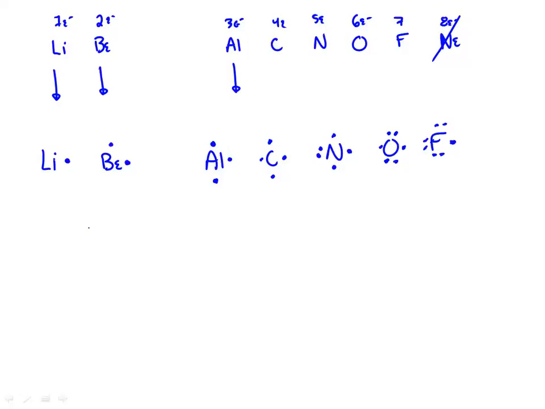And then again, we're going to ignore the neon. So the idea is that each dot represents a valence electron on the atom. Does that make sense?